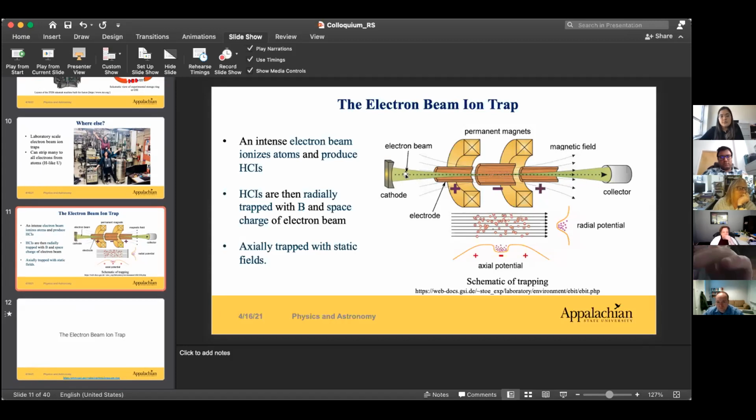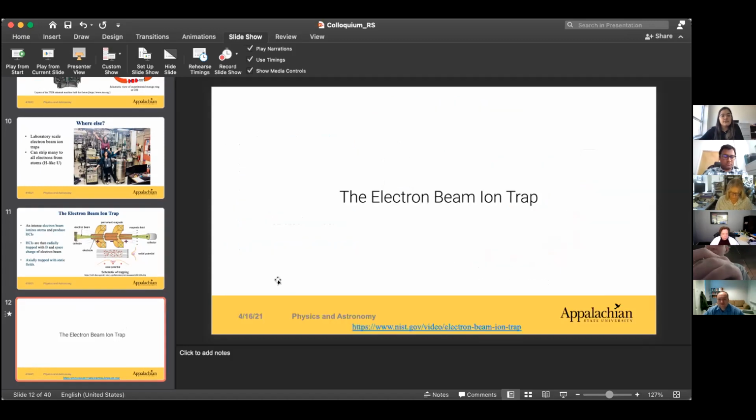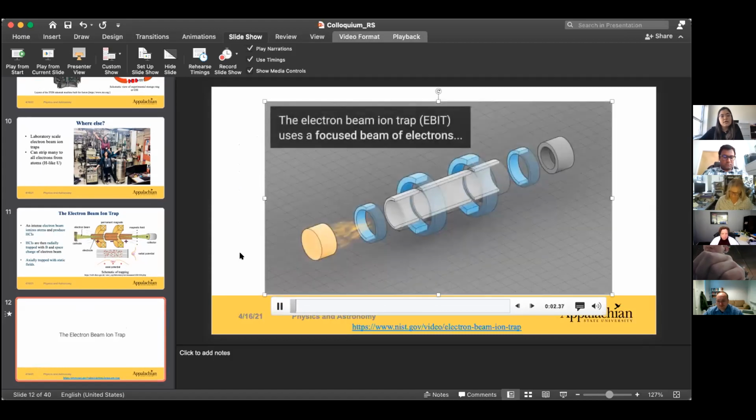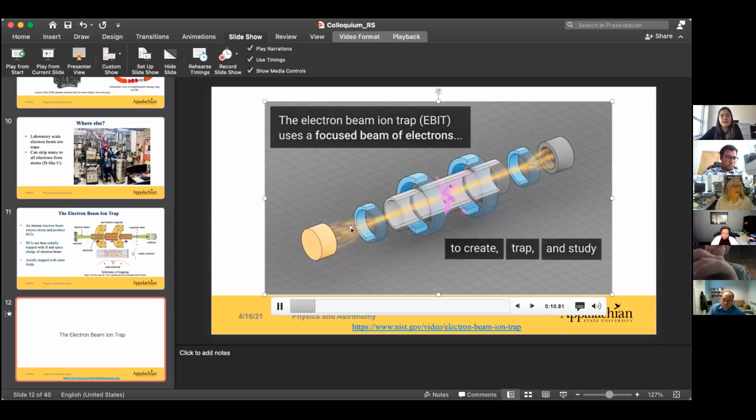These electron beams enter the trap and collide with the atoms in the trap. They strip the electrons out of the atom and make it more ionized. Depending on the energy of these electrons, you can decide how much ionization you get, right? To give you an idea of what actually happens, there's a nice representation video that I like to show. As I said, there are a bunch of electrodes, and you inject the electron beam from one end, and the electron beam basically helps you to create, trap, and study the highly charged ions.